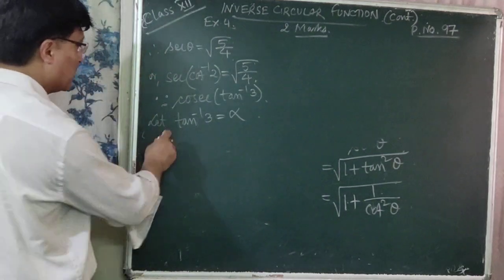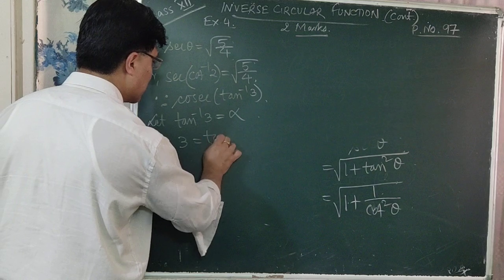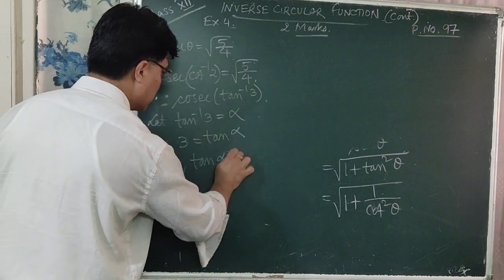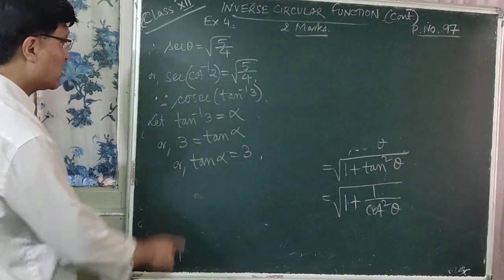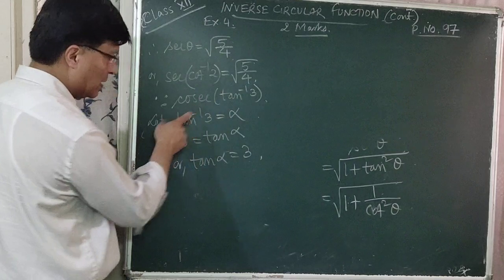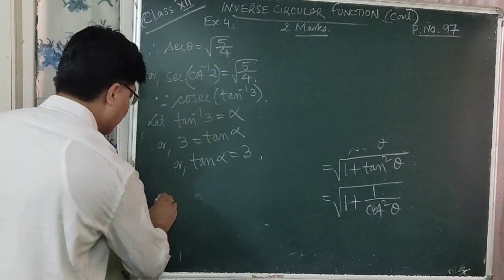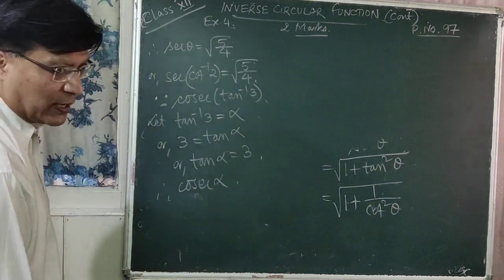This is alpha. Or 3 is equal to tan alpha, as tan inverse goes to the right hand side and becomes tan. So tan alpha is equal to 3, right? Next, if tan inverse 3 is equal to alpha, then this becomes cosec alpha. Therefore, you have to get the value for cosec alpha.